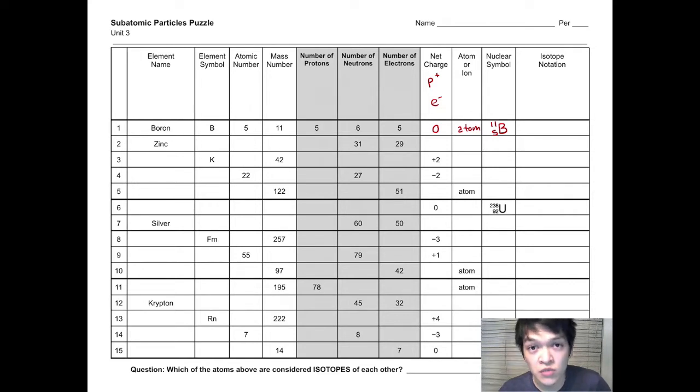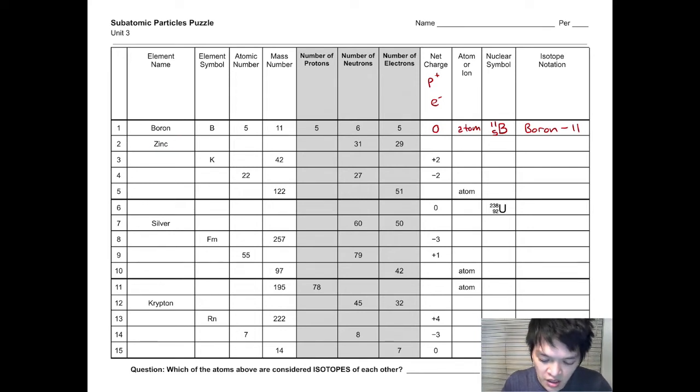And then the isotope notation is just the name, hyphen, and then mass number, because there are some boron atoms that are a mass of 11, and there are some boron atoms that have a mass of 12. So this one specifically is a boron 11. Okay, that's its mass. Okay, let's move on to the next atom.